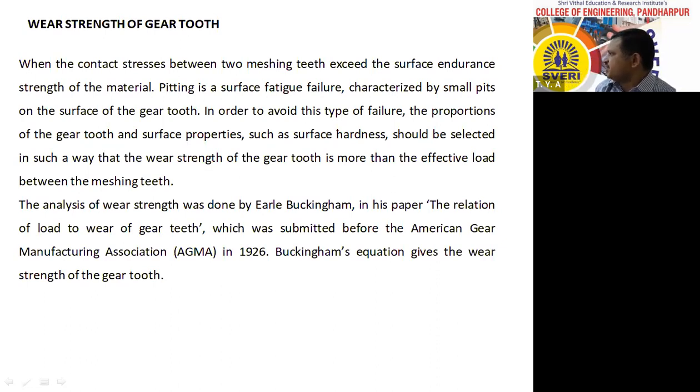Earlier we have seen beam strength. Next, now this is wear strength. What is meant by wear? Already I have told this concept to you. Wear means what? When time elapses, at that time wear and tear takes place. Suppose we are wearing shoes and chappal.